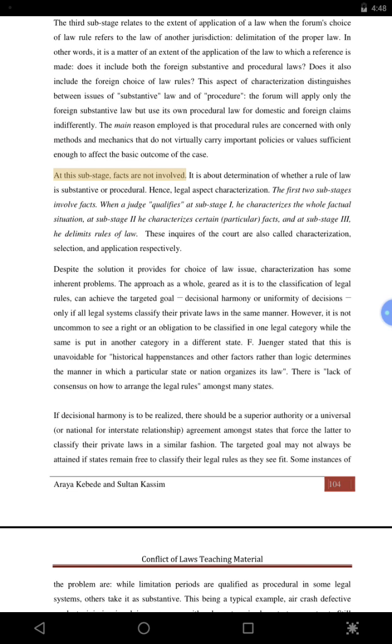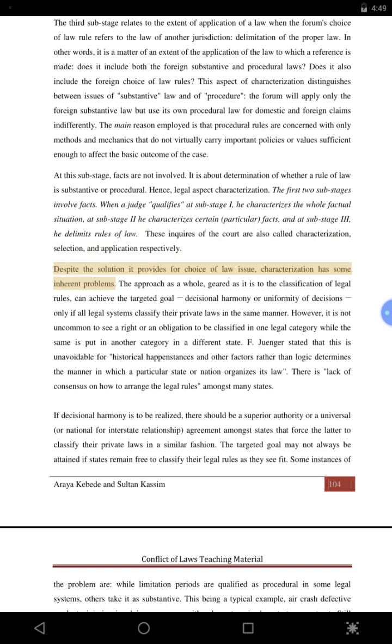At this sub-stage, facts are not involved. It is about determination of whether a rule of law is substantive or procedural. Hence, legal aspect characterization. The first two sub-stages involve facts. When a judge qualifies, at sub-stage 1, he characterizes the whole factual situation, at sub-stage 2 he characterizes certain particular facts, and at sub-stage 3, he delimits rules of law. These inquiries of the court are also called characterization, selection, and application respectively.